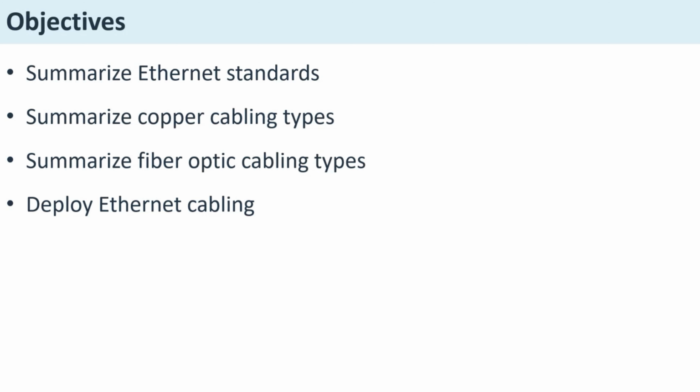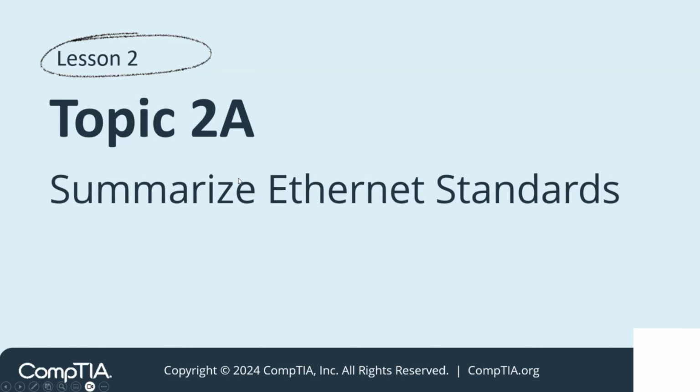In this topic, we will summarize standards for deploying Ethernet over copper and fiber optic media types and identify the tools and techniques required to deploy Ethernet cabling. So we'll generally go over standards for Ethernet, copper cabling types, fiber optic, which is something new that you guys will be seeing, and we'll be deploying cabling ourselves and learning how to crimp, organize, and ensure that it works, and testing that.